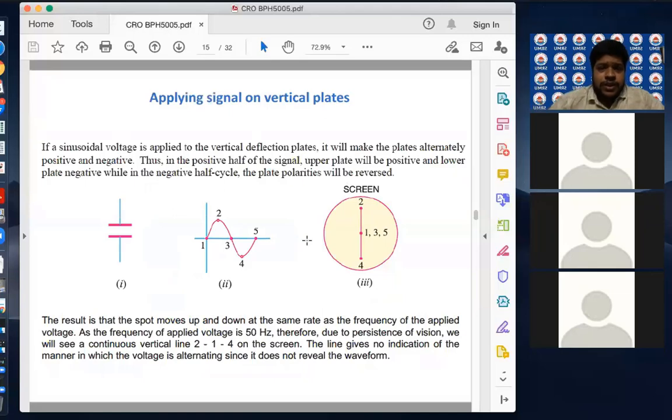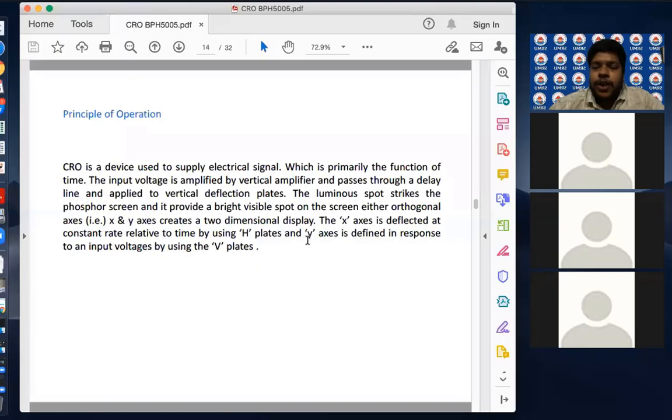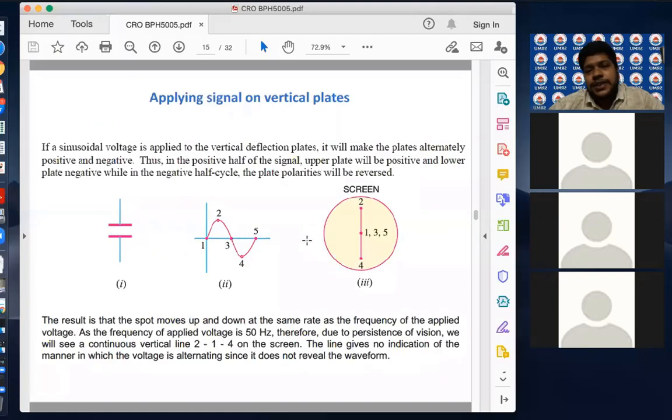So as of now, we have covered this part. When we are talking about operation, earlier we discussed there are two plates, horizontal plates and vertical plates. Now we are talking about what we do on horizontal plates and vertical plates. So we said that we apply the signal on a vertical plate, and on a horizontal plate we give a voltage in such a way that the spot moves with a constant velocity linearly on the horizontal.